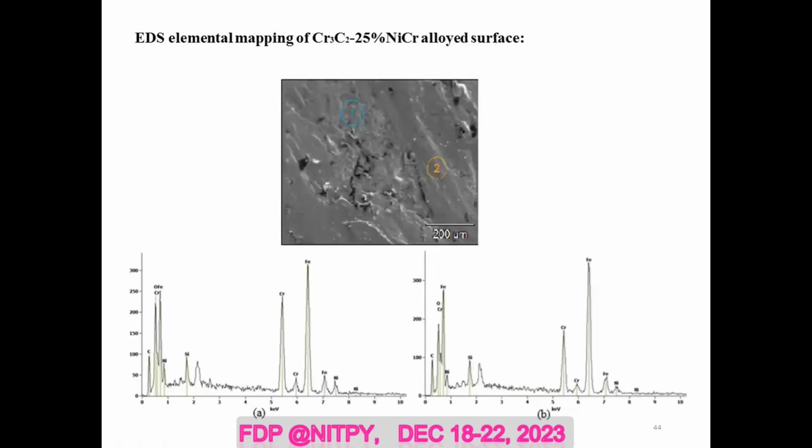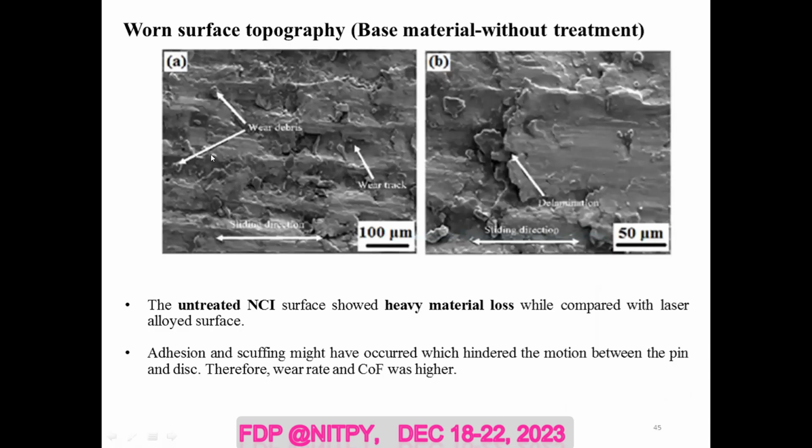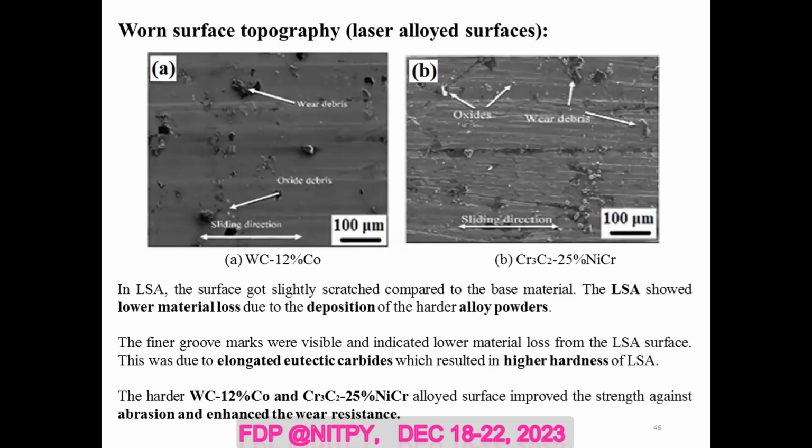After that, after the wear testing, we can see the worn out topography of the base materials. In this, without any coatings, without any laser treatment, you can see the untreated nodular cast iron surface showed heavy material loss compared with the laser alloyed surface. Here, adhesion and scooping might have occurred, which hindered the motion between the pin and the disc due to the lower hardness. Therefore, the wear rate and the COF, the coefficient of friction, were very high in these base materials.